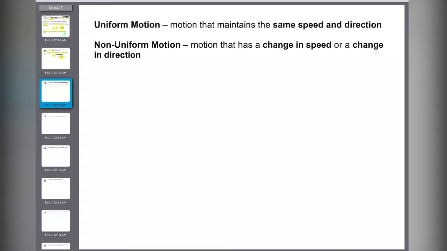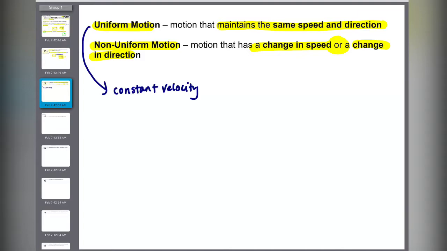Okay, more definitions. This is totally new. Uniform motions are things that maintain the same speed and direction. Non-uniform motions are everything else. They either change speed or change direction. Okay, so I'm going to give you a little bit of an example. Uniform motion basically is anything that is going at a constant velocity.